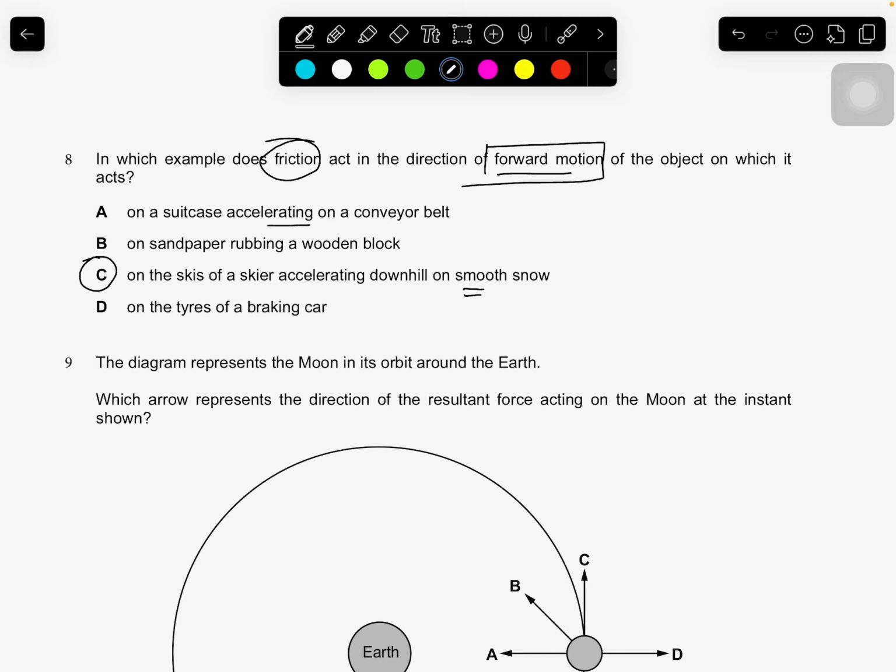Just remember that. And if you can't remember it, look at the other options and you'll be able to shortlist your answer. Tires of a braking car, we know that tires move you forward, so friction's backwards. When you're applying brakes, the friction is what's causing you to stop, right? So it has to be opposite to the direction of motion, only then would it be able to stop you. Sandpaper rubbing a wooden block. When you are rubbing sandpaper on a wooden block, the wooden block wears off. Why is it wearing off? Because friction is opposite to that rubbing, and it's causing it to corrode, kind of.